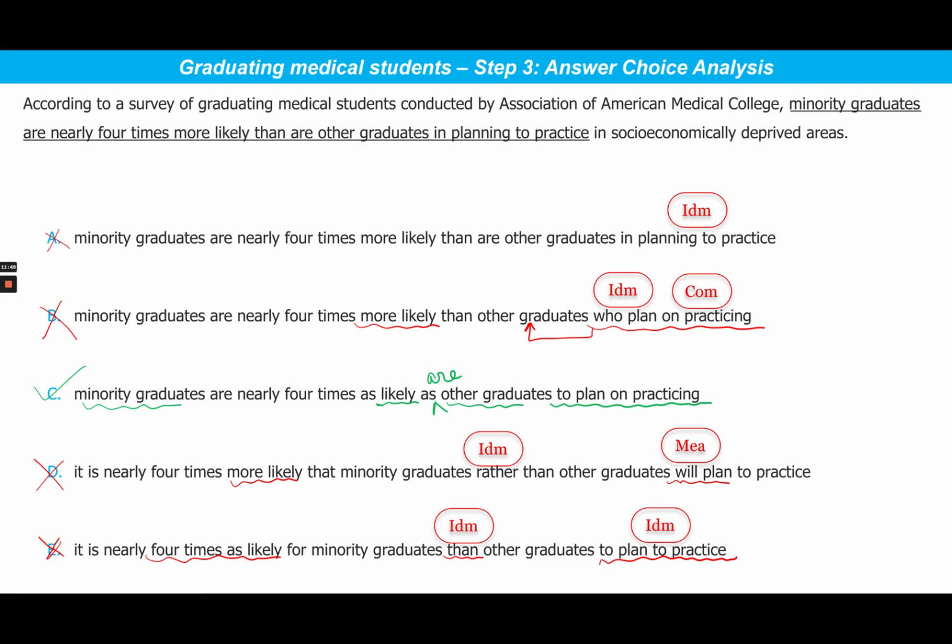So clearly, choice C is the correct answer for this question.